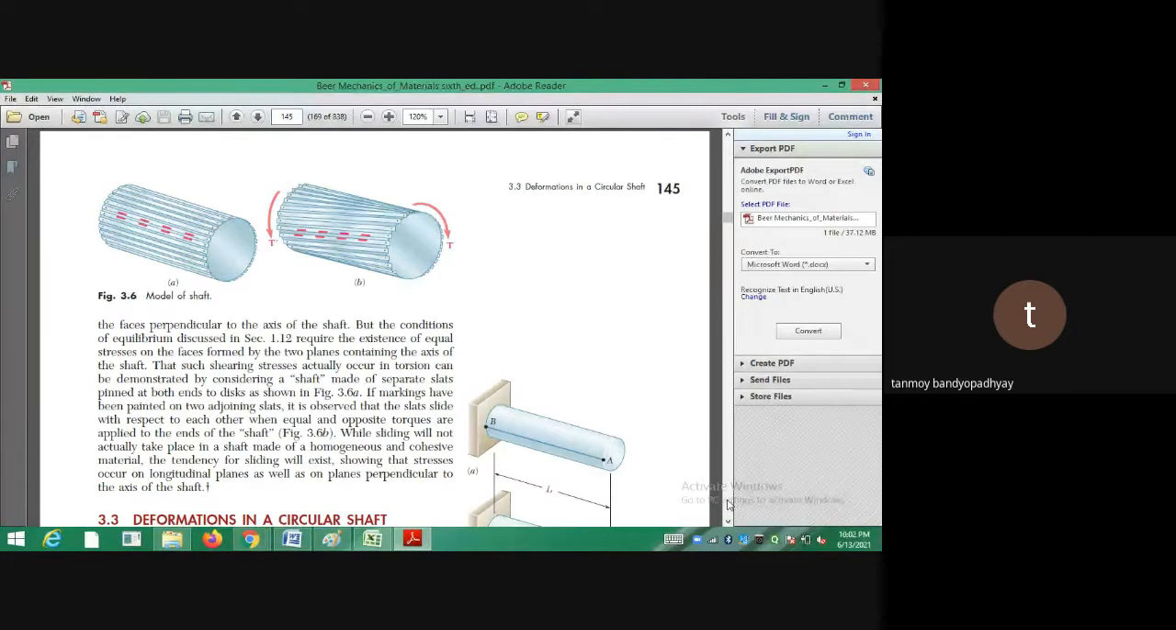Hello. Yes, sir. We take some generating lines and all. Huh? Yes, sir.